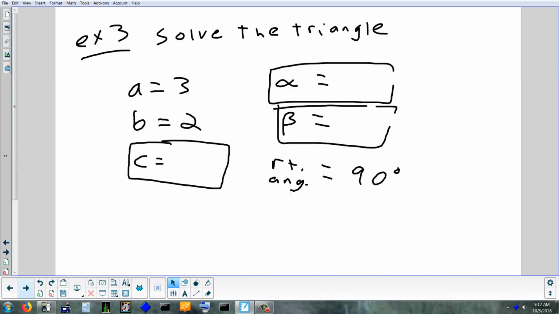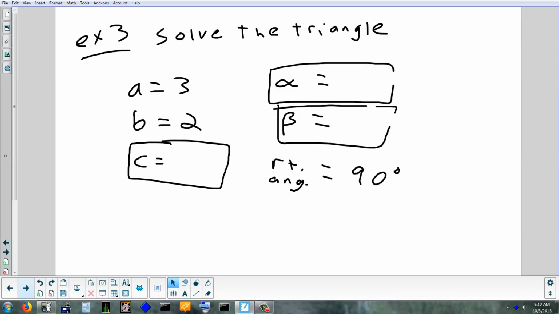So now they're giving us A is 3, B is 2, and of course the right angle, that's always 90. Now, what can't you do here that you could do right away in the last problem? Third angle. You can't get the third angle right away. All right, so we're going to have to hold off on that for a minute.